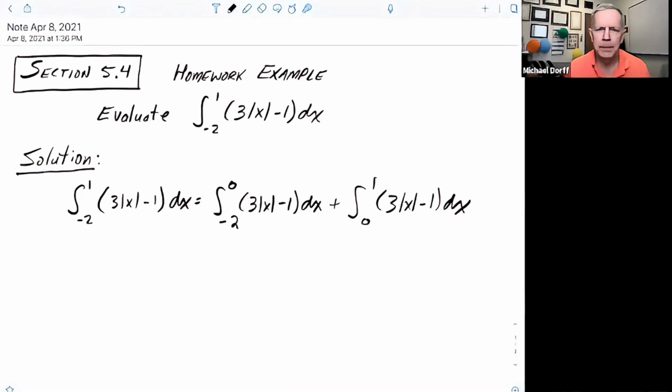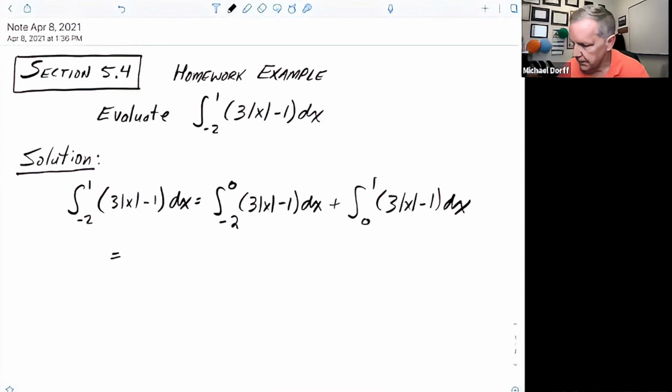Why did we pick 0? Because from -2 to 0, that's when the absolute value makes a difference. It changes the sign of x because x is a negative number that we then put into the absolute value. From 0 to 1 on the other integral, the absolute value doesn't make a difference because my x values are always positive.